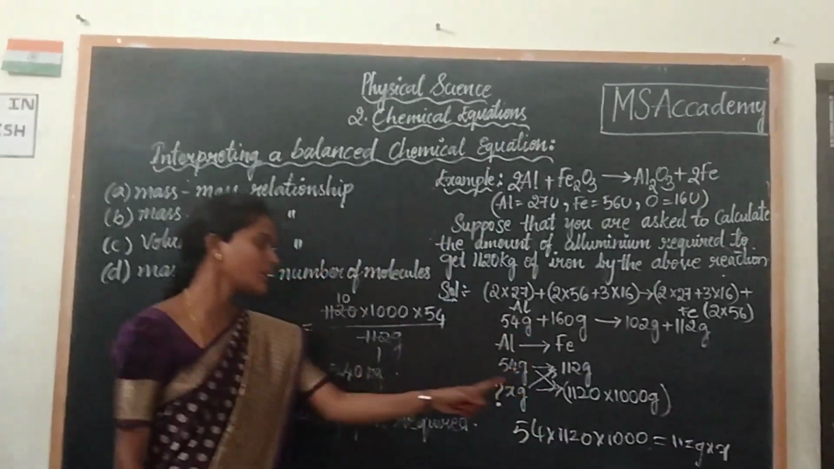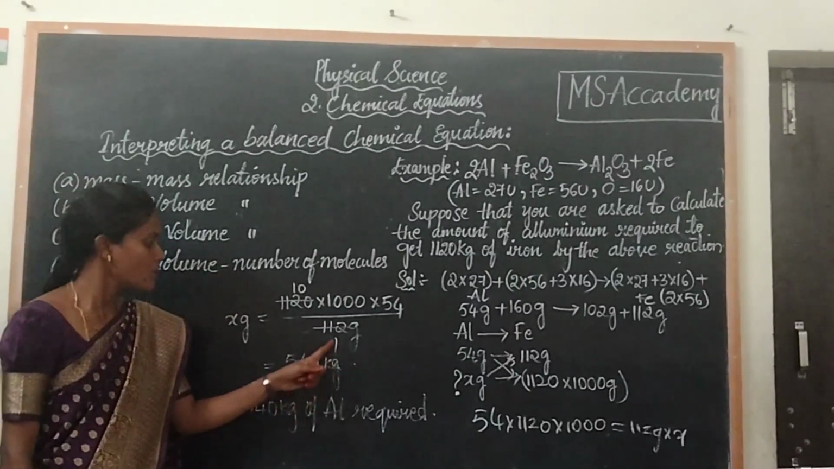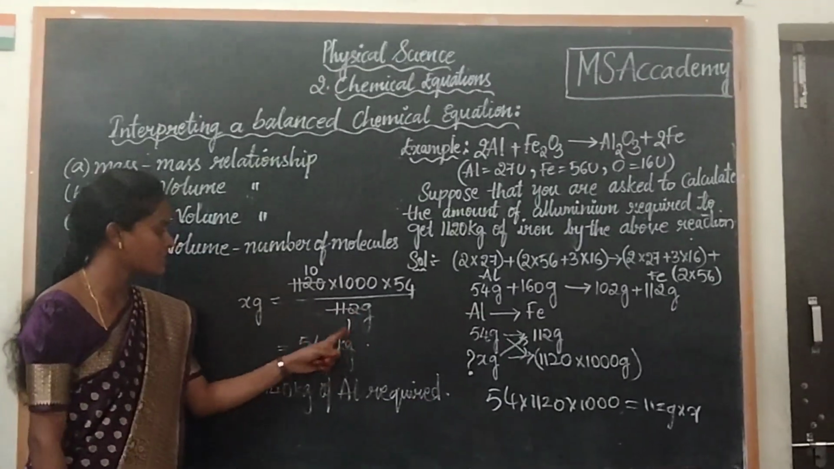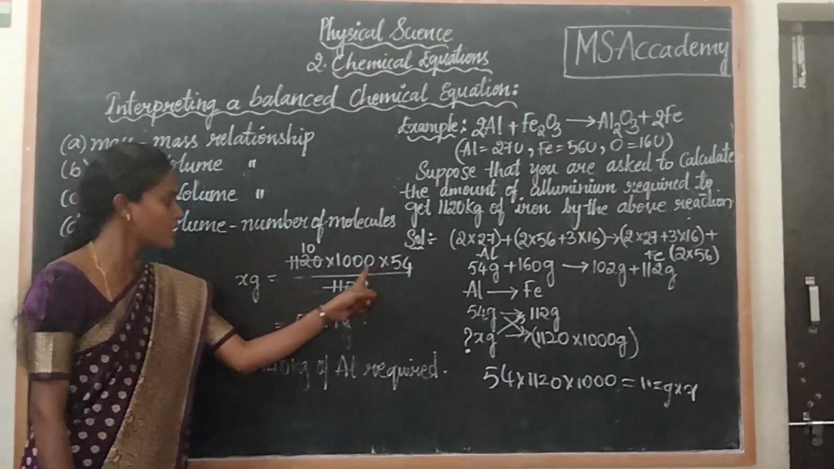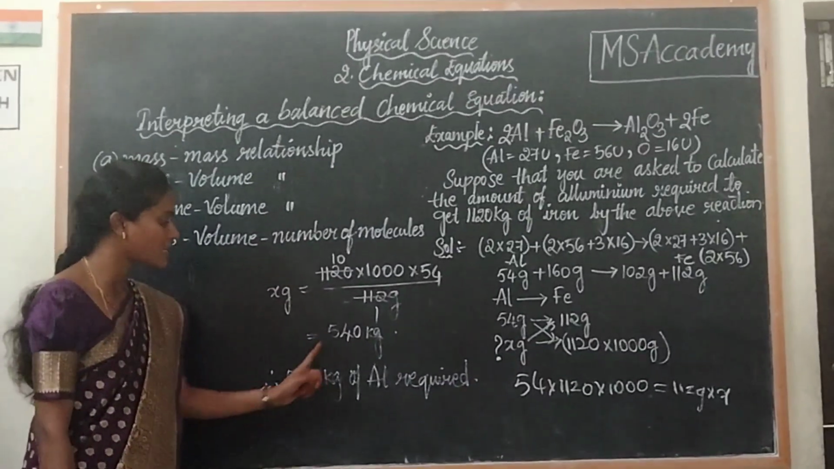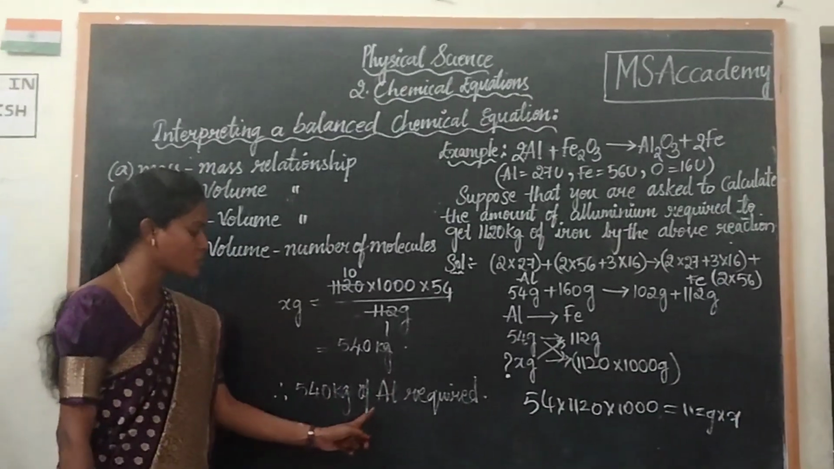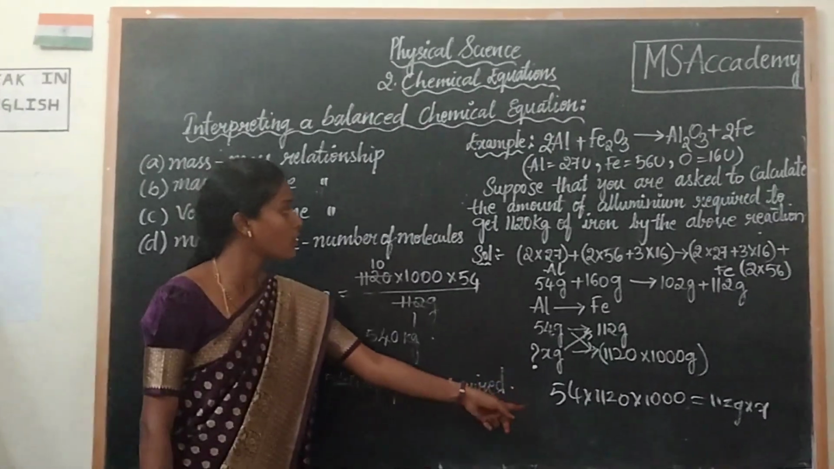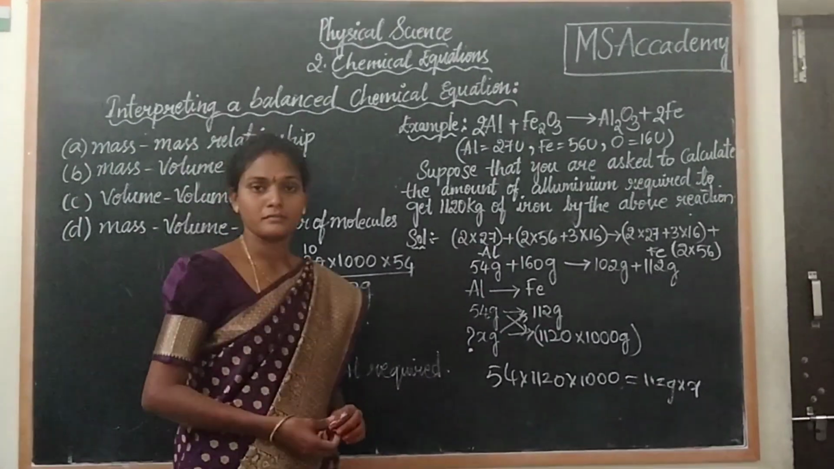We need to find X, so 112 grams will come in the denominator. 112 ones are 112, tens are 10. 54 into 10 is 540. The 1000 I can simply write as kg. So how many kgs are required? 540 kg of aluminium is required in order to get 1120 kg of iron.